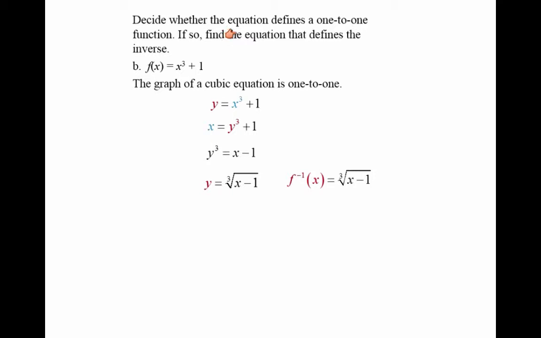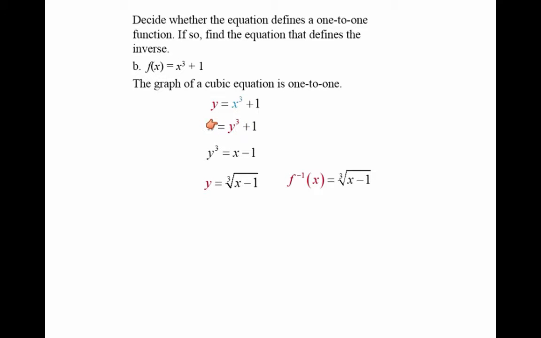Decide whether the equation defines a one-to-one function. If so, find the equation that defines the inverse. Here we have f of x equal to x cubed plus 1. I'm going to write this as y is equal to x cubed plus 1. Step number 1 is to exchange the position of x and y. Everywhere I see y, I'm going to put x. Everywhere I see x, I'm going to put y, and then solve for y.